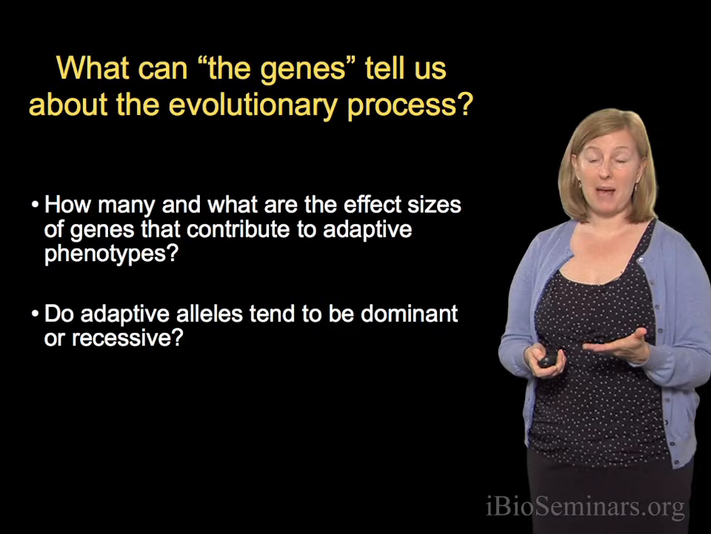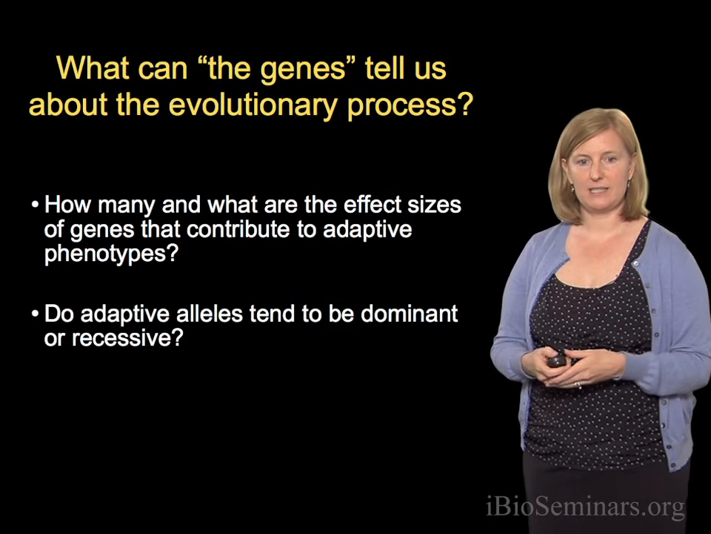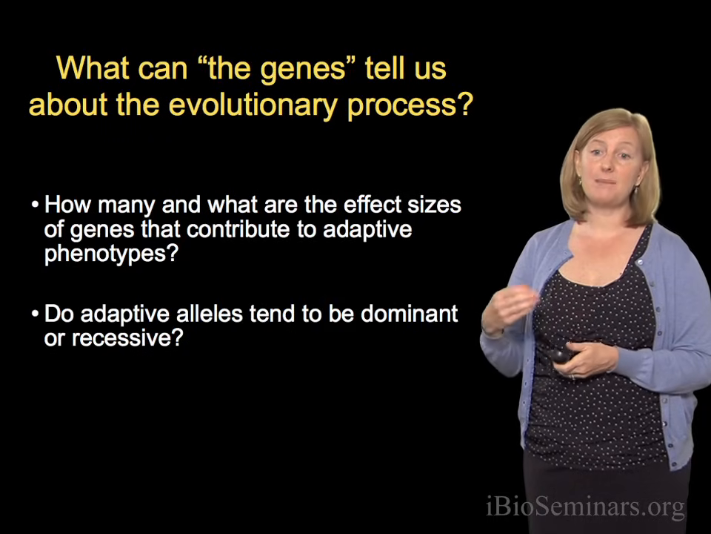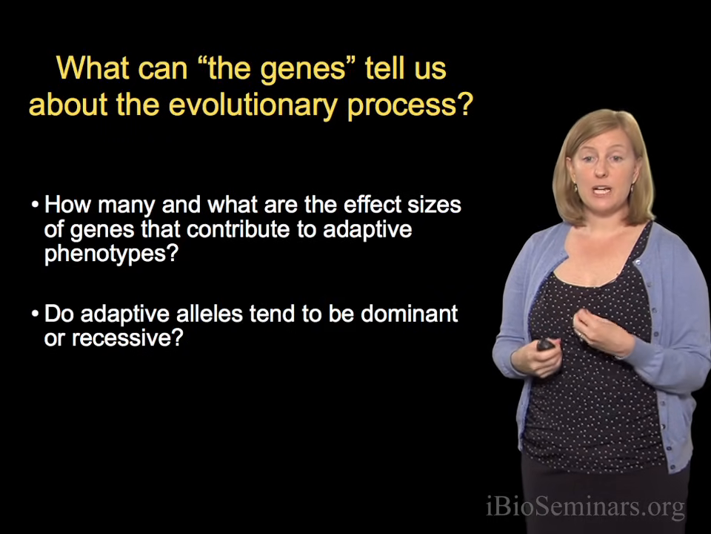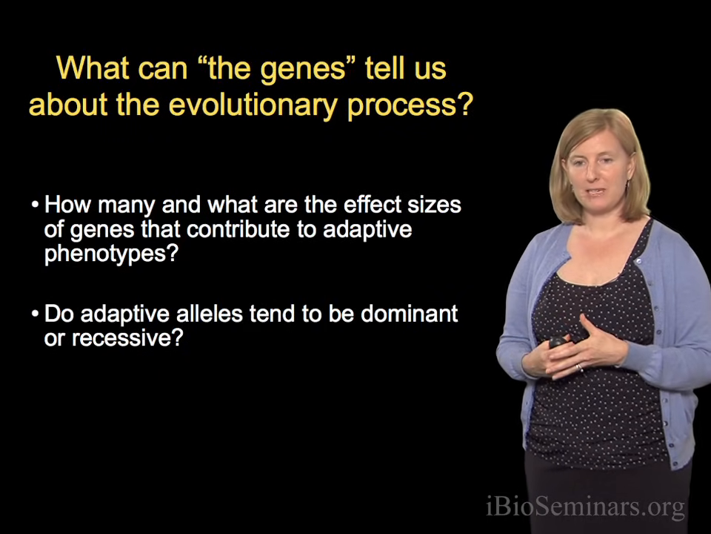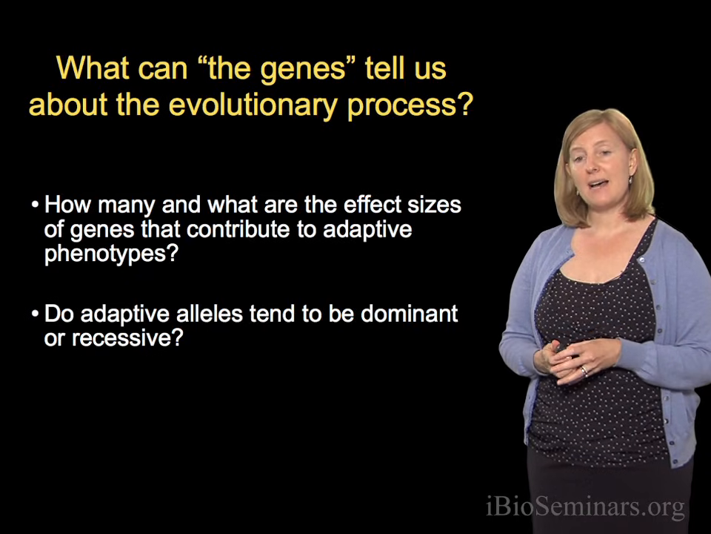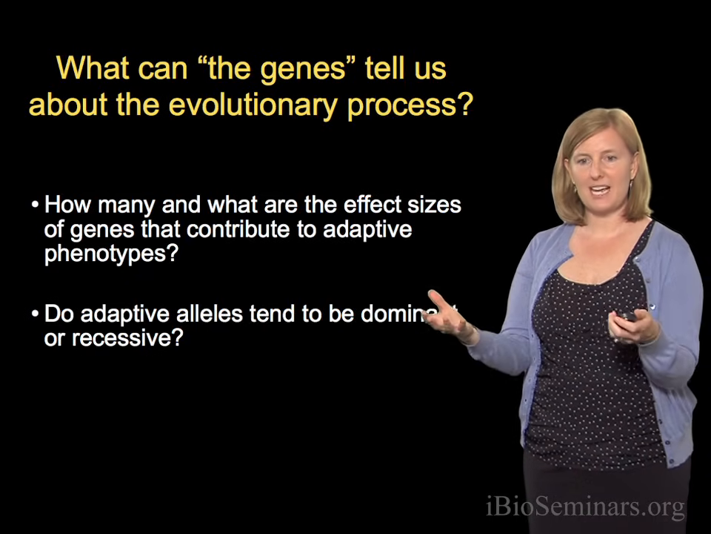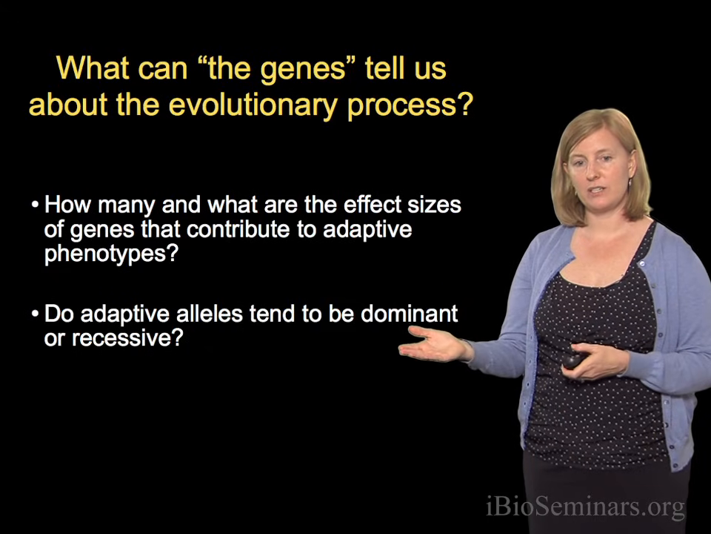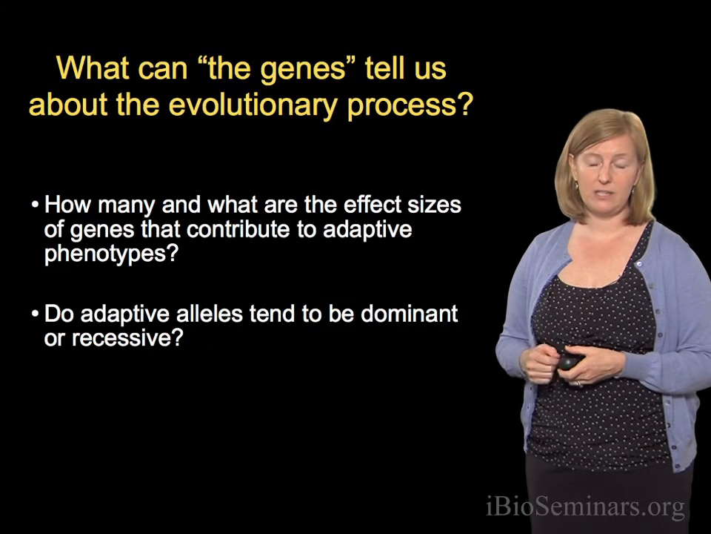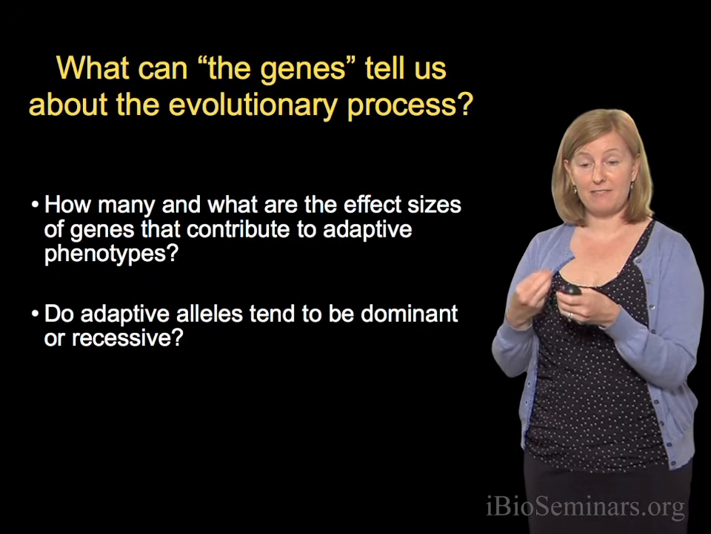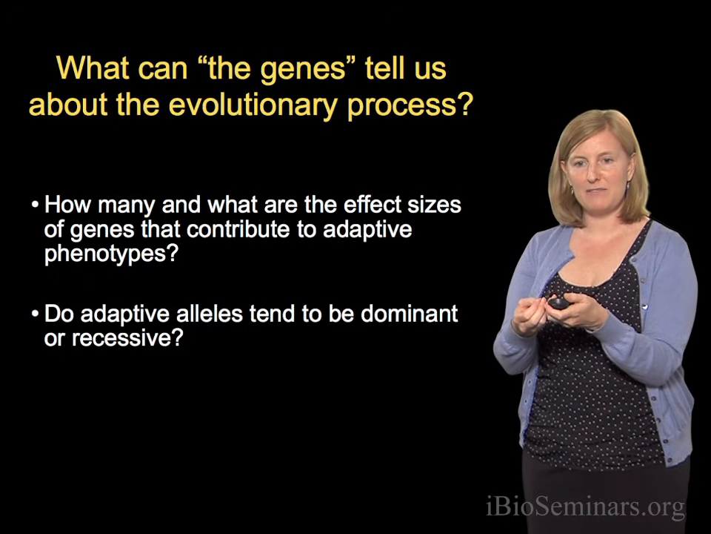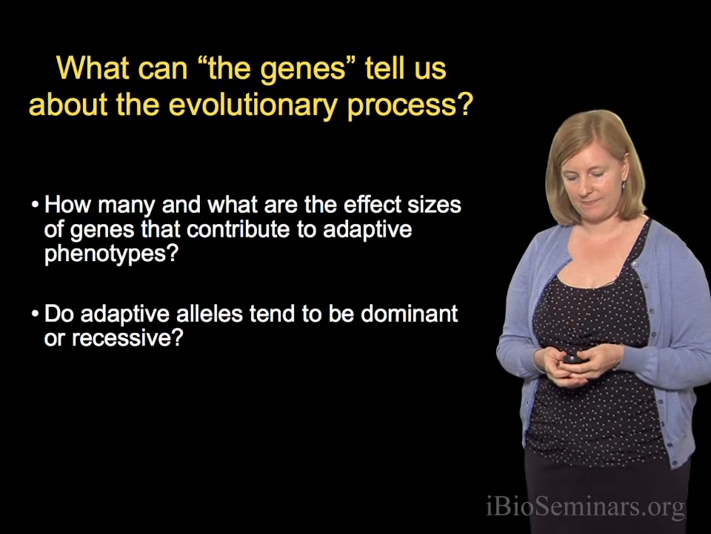We also want to know about the dominance of these mutations. So do adaptive alleles or mutations that appear, do they tend to be dominant or recessive? So J.B.S. Haldane, one of the founders of population genetics, argued that adaptive mutations tend to be dominant because when they first appear, they're visible to selection and then can quickly spread through the population, compared to a recessive mutation, which would have to build up enough in number in a population to be contained in the same individual and that recessive trait then expressed.